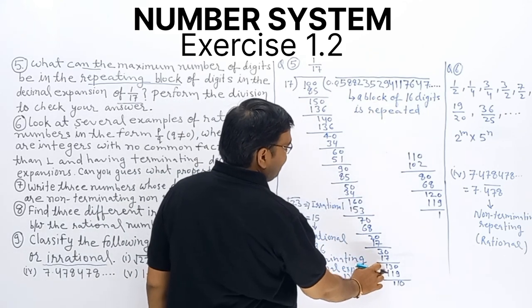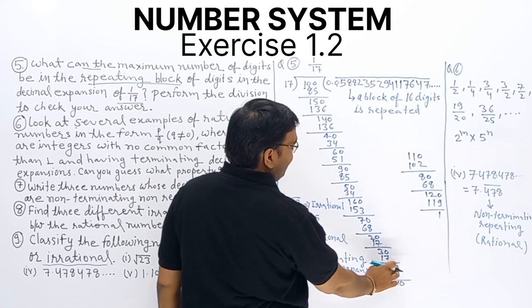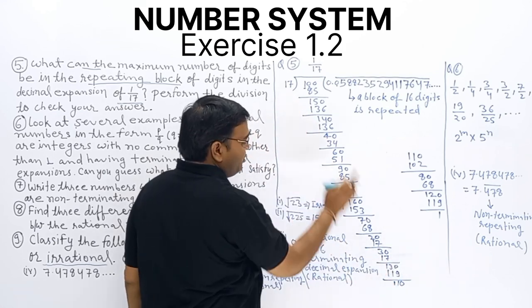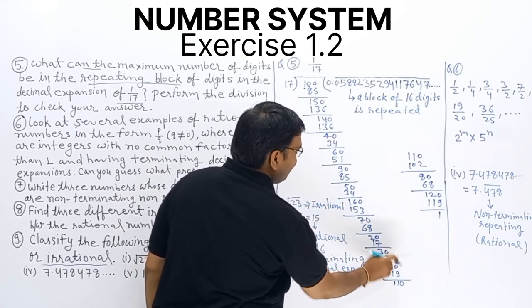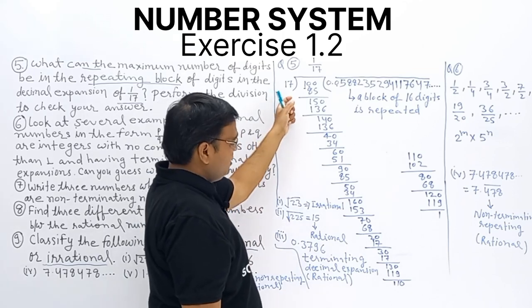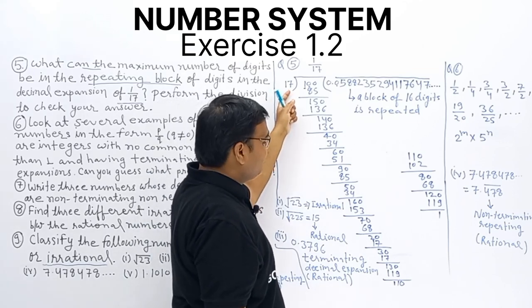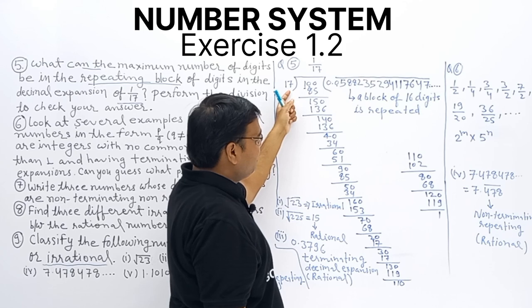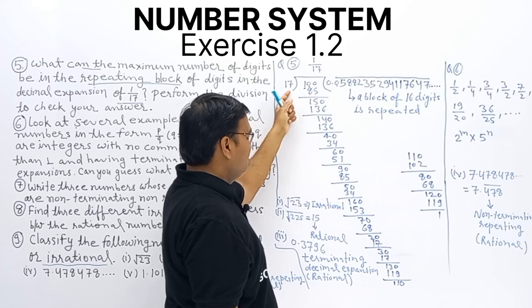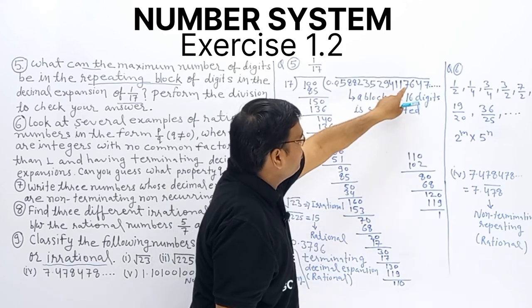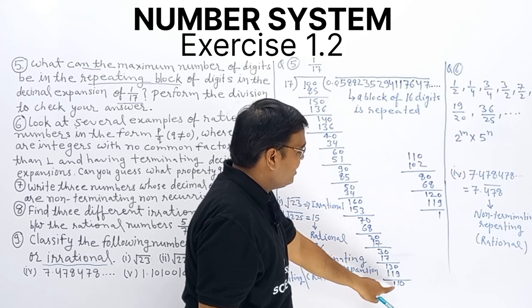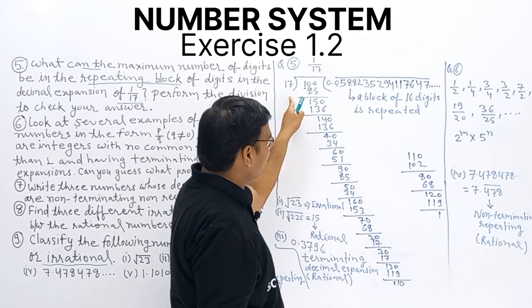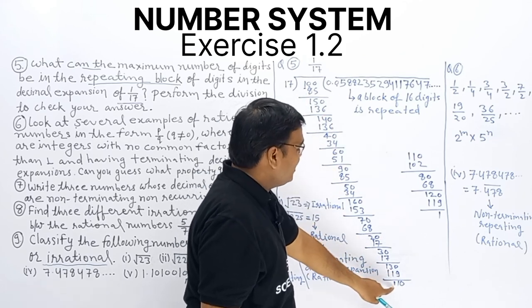So 17, remainder is 13, and 13 is smaller than this one. We require 10. 130. Then how many times is it going? 17 7s are what? 119. 7 times it is going. 119. Remainder is 11. 11 is smaller than this one. We require 0. So 110.